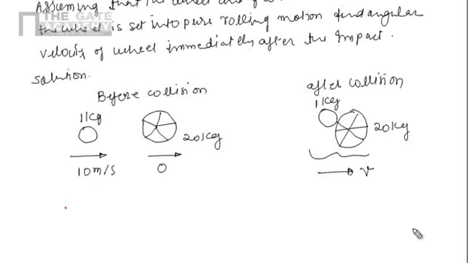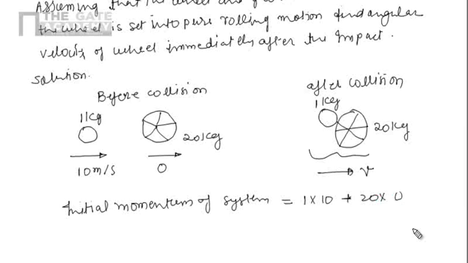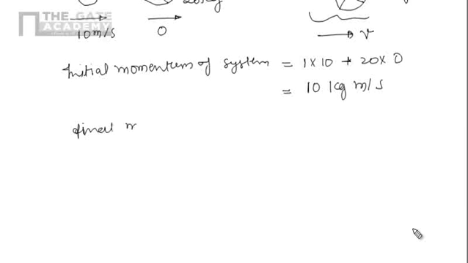So I can write initial momentum of system. Initial momentum means linear momentum of system. So initially we are having the mass 1 kg moving with 10, so 1 into 10 plus 20, it is in rest, so 0. So initial momentum of the system is 10 kg meter per second. Similarly, we can find final momentum of system. Final momentum of system means momentum of the system immediately after the impact.